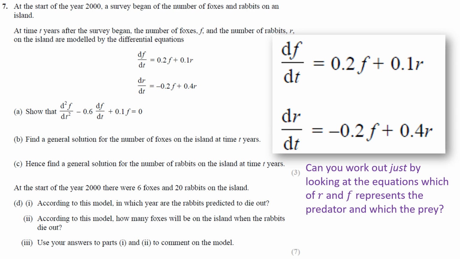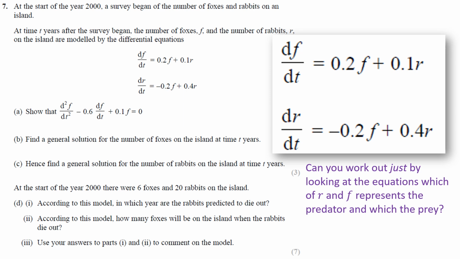Now, the number of rabbits is also affected by the number of foxes. The second equation tells us about the rate of change of the rabbit population. And rabbits breed faster than foxes. 0.4r suggests that in the absence of any foxes, the rabbit population will be breeding at a greater rate than the fox population would be in the absence of any rabbits. But also, the rabbit population is negatively impacted by the presence of foxes, as you might expect. So the more foxes there are, the lower the rate of growth of the rabbit population.